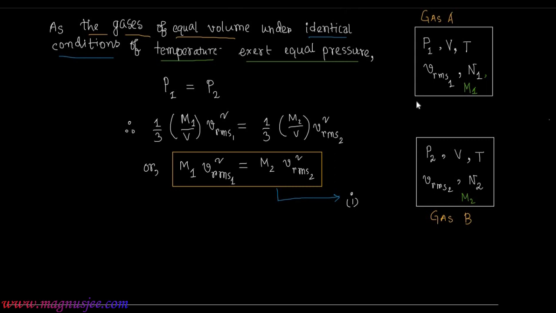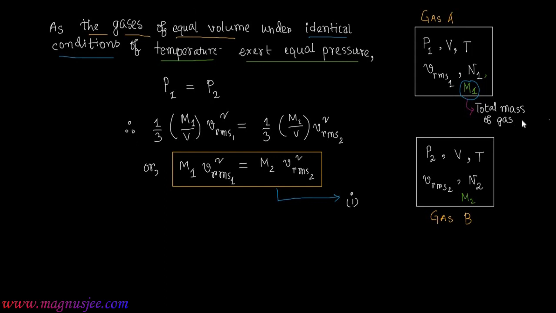In the diagram, capital M1 is the total mass of gas A, and Vrms1 is the RMS gas velocity. And in the second diagram, M2 is the total mass of gas B.